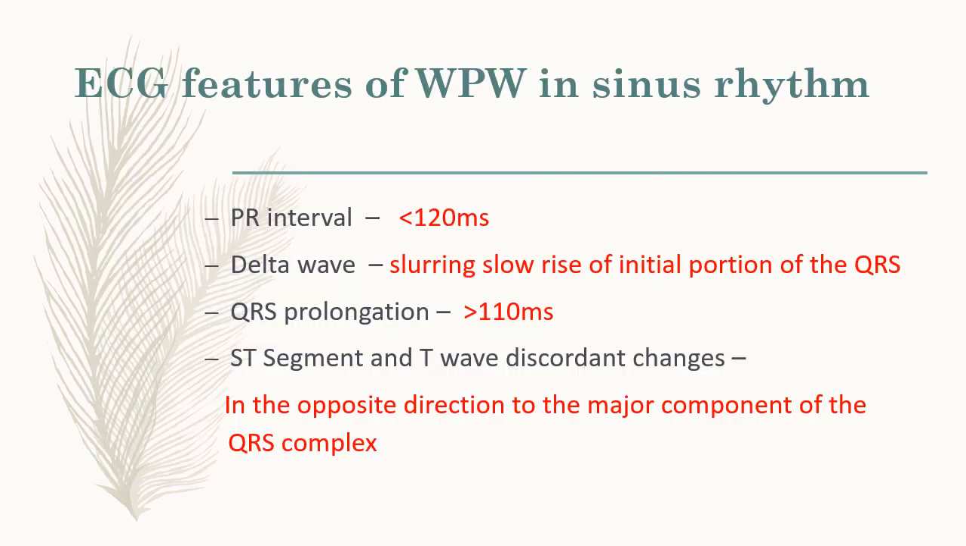Here are the ECG features of WPW syndrome in sinus rhythm. PR interval less than 120 milliseconds. Delta wave, slow rise of the initial portion of the QRS complex. QRS complex prolongation, more than 110 milliseconds. ST segment and T wave discordant changes, in the opposite direction of the major components of the QRS complex.